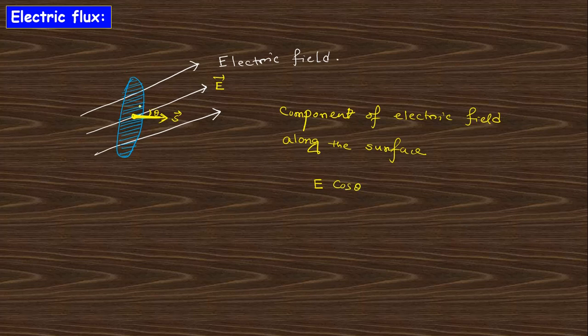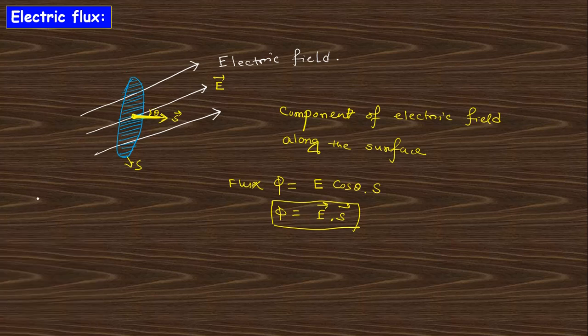And if you want to know about the flux, meaning the electric field passing through this surface perpendicularly, the component is E cos theta and the area is nothing but S. Then the flux will be E cos theta into S, or ES cos theta. This is nothing but E dot S. Clear? So flux is the dot product of electric field and the surface area.